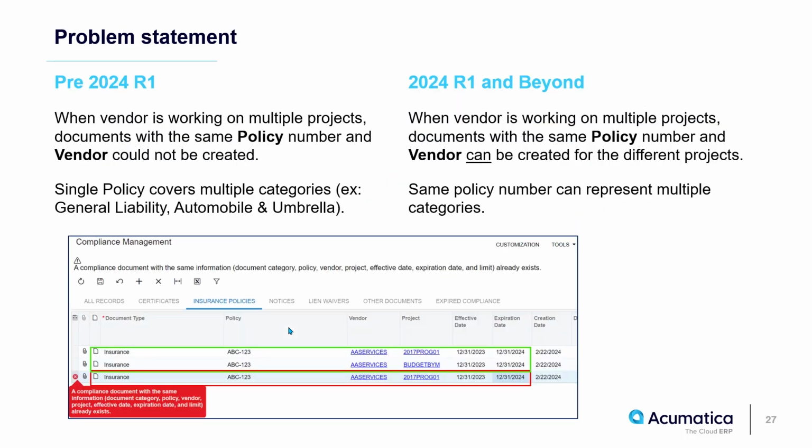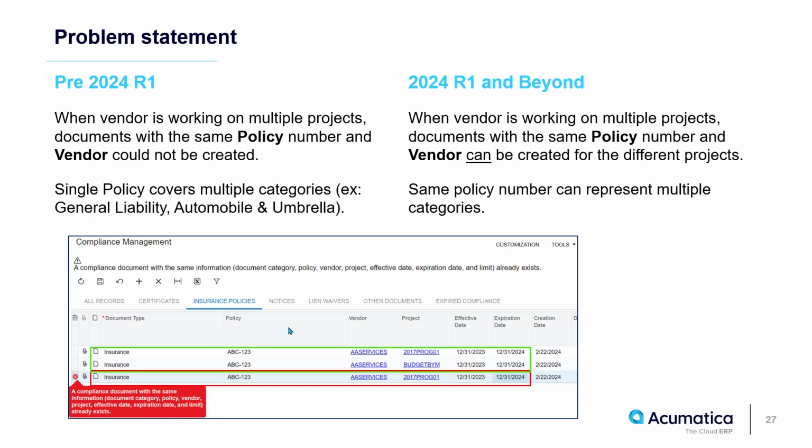Prior to 24R1, if a vendor was working on multiple projects, you were not able to assign the same policy number with that vendor to multiple projects. You had to make something unique. Same would be true if that same policy, or single policy, covered multiple categories. Maybe in this case, you could see insurance policies from liability, automotive, and umbrella.